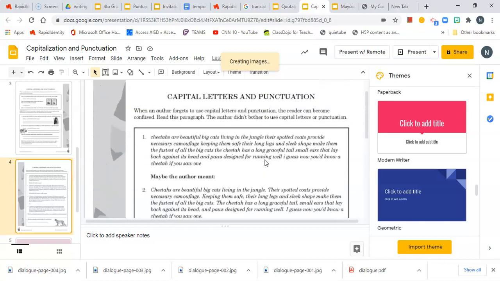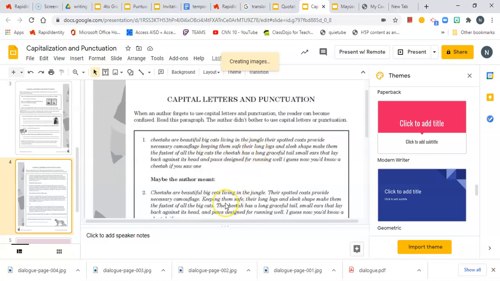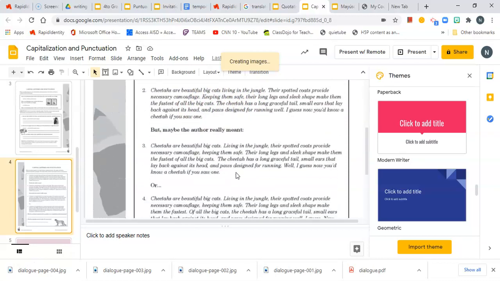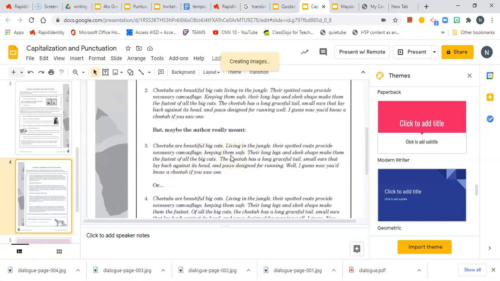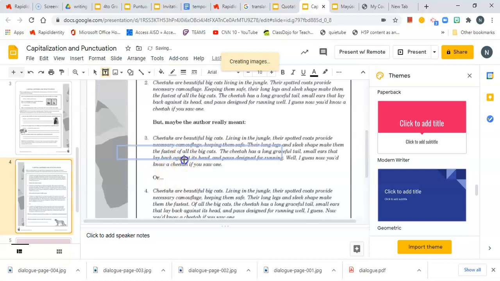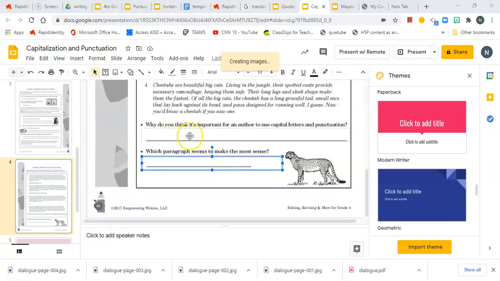So you need to choose. This is the paragraph. Maybe the author meant this, number 2, or maybe he really meant number 3, or maybe he really meant number 4. What do you think? Why do you think it's important for an author to use capital letters and punctuation? You're going to write the answer here. So you have a text box here. Why do you think it's important for an author to use capital letters and punctuation? You're going to write that there.